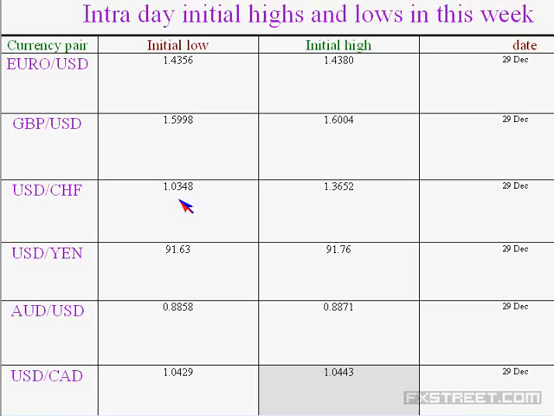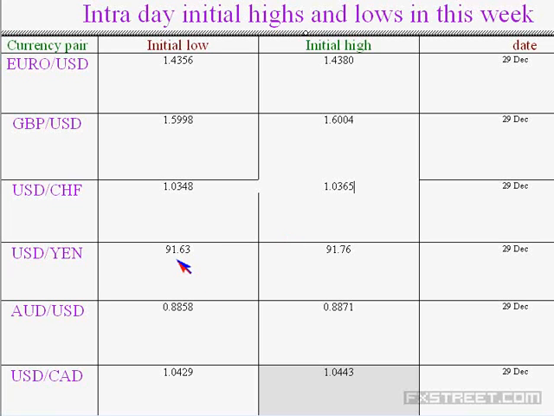Then in the case of CHF, 1.0348 is the low, and 1.0365 is the high. Both are intact, and they could breach the high and go above. Currently, the market is staying in the middle level, 1.0357.